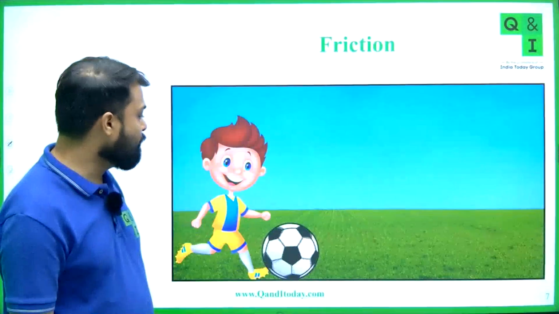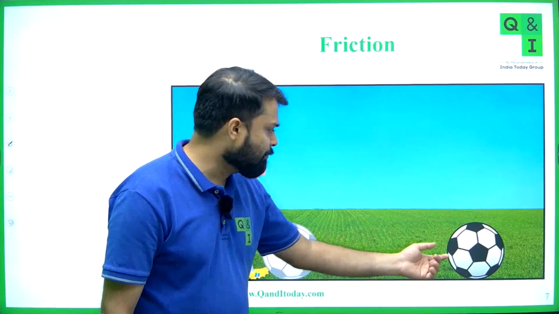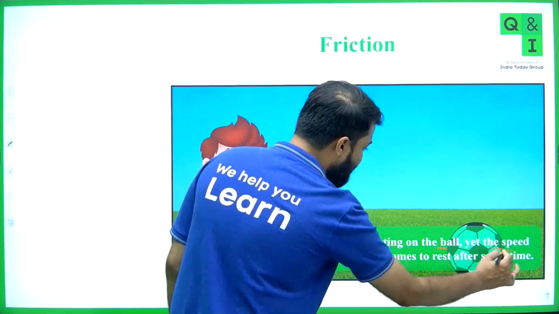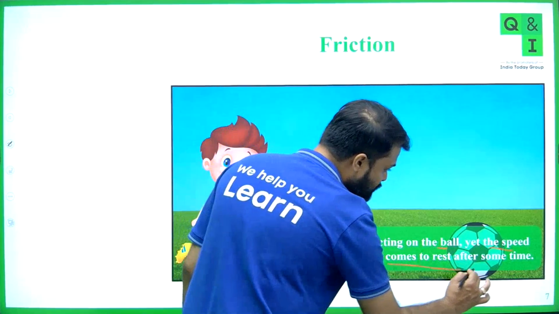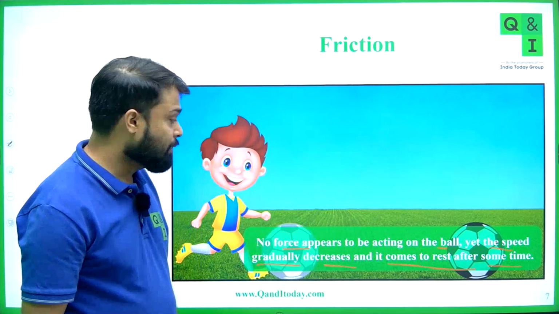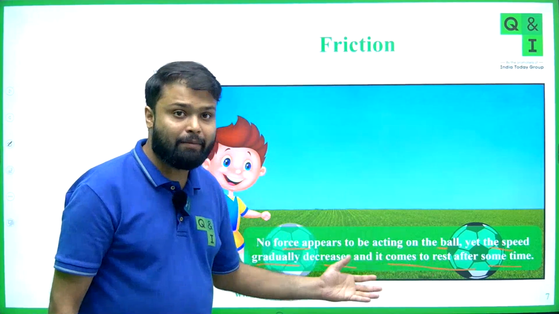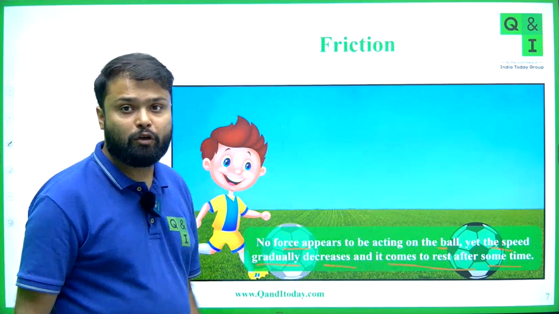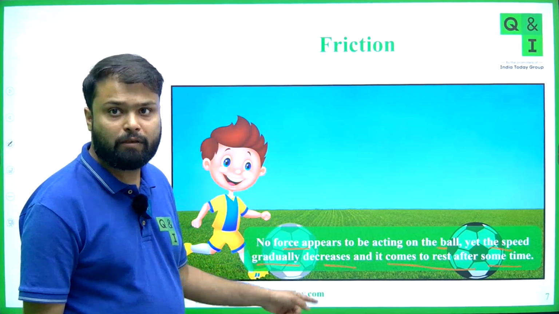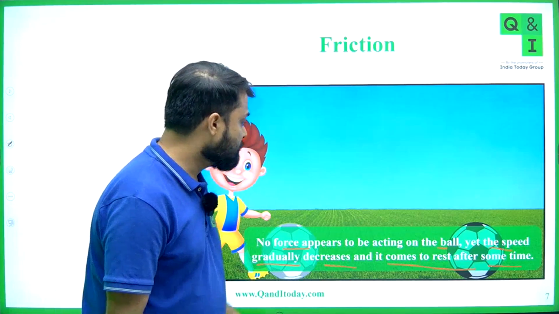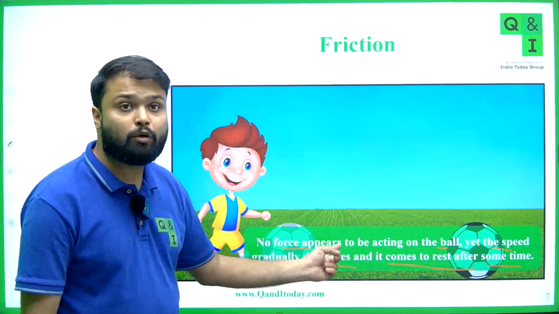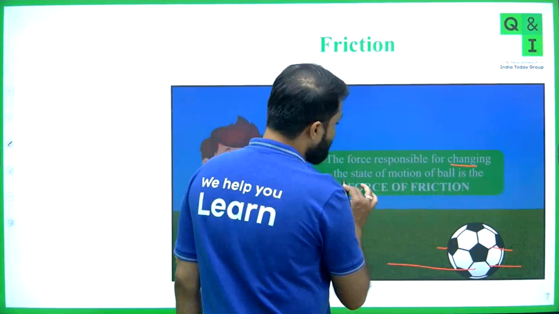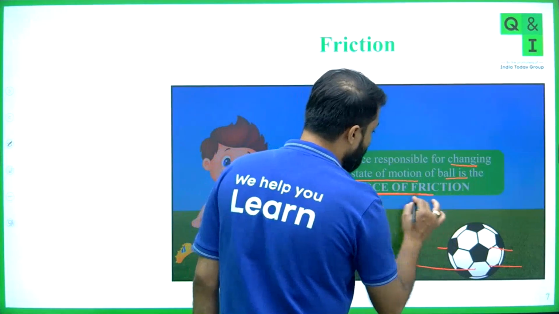Suppose you kick a ball. After some distance it will stop. No force appears to be acting on the ball, yet the speed gradually decreases and it comes to rest after some time. Why? Because of friction. Some force is acting which is opposing the motion of this ball. That means friction acts opposite to the direction of motion. The force responsible for changing the state of motion of the ball is the force of friction.